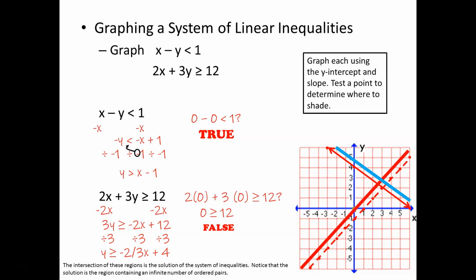Now, the solution is going to be where the overlap is. We have 4 separate regions: 1, 2, 3, 4. This section up here, we have the blue and the red lines. So this section right here is where we shade. Okay?